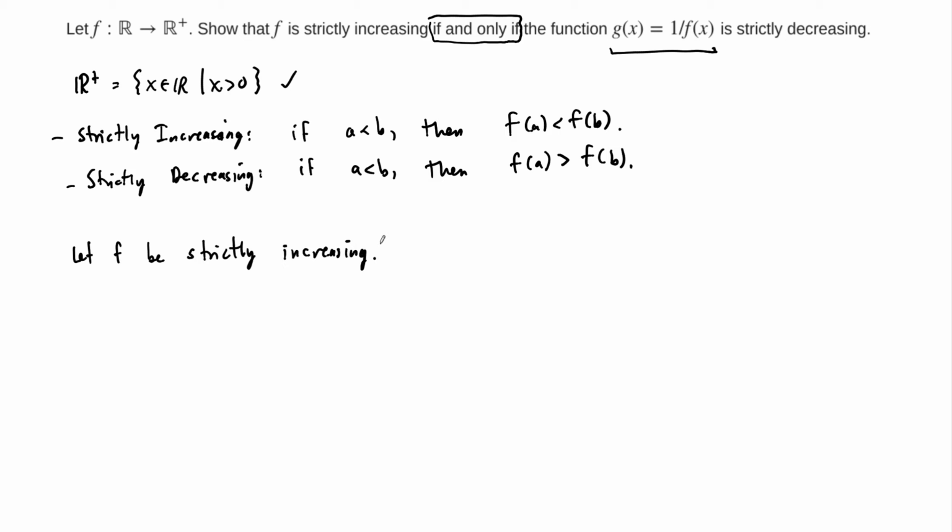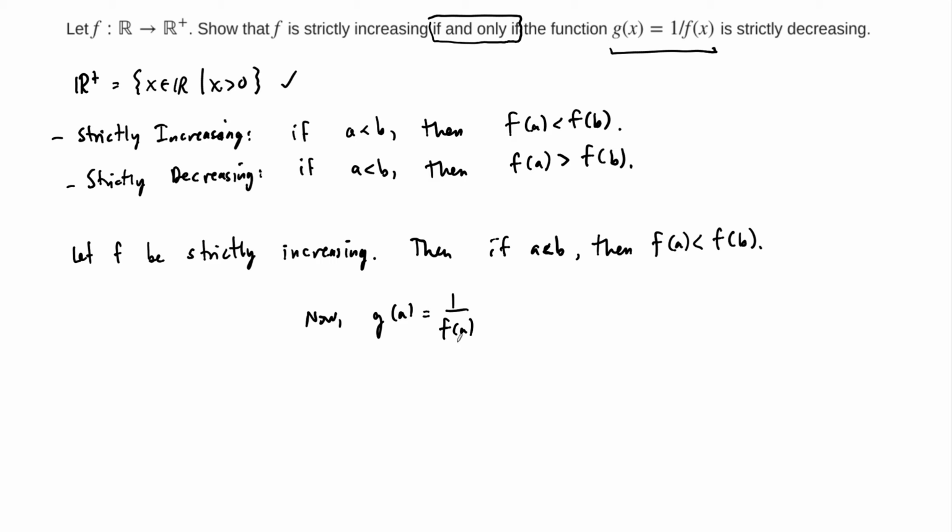If it's strictly increasing, what does this mean? Well, then if a is less than b, it's just the exact definition that we wrote down here, then f of a is less than f of b as well. What we want to do is try to say something about the function g. We want to know how g of a is related to g of b. Well, g of a, by the definition here, is equal to 1 over f of a. And again, this is well defined because of the way that the codomain was given to us.